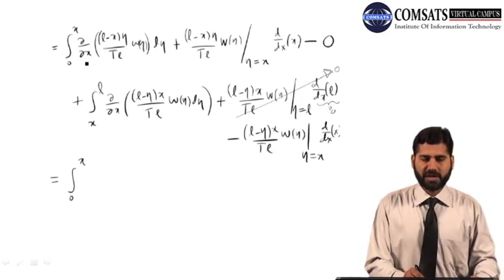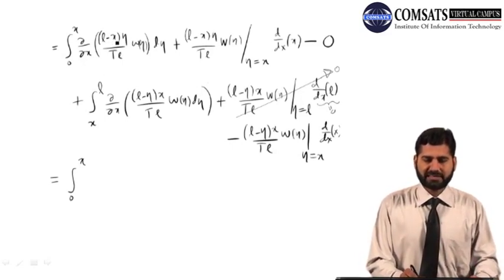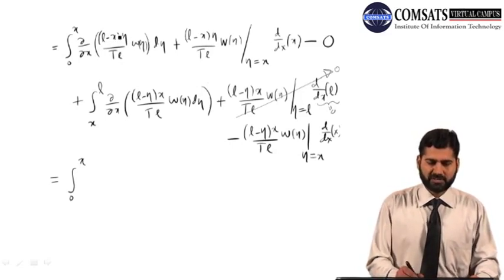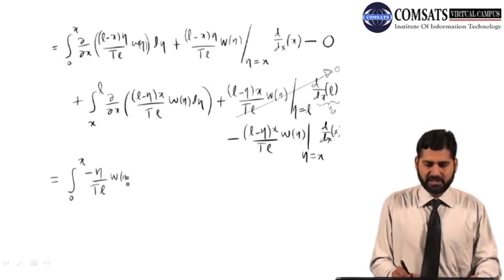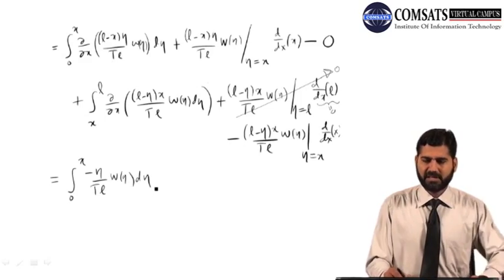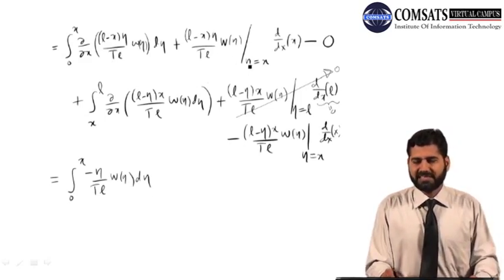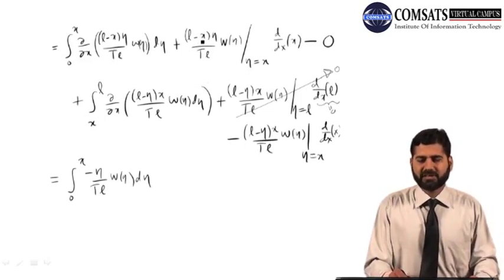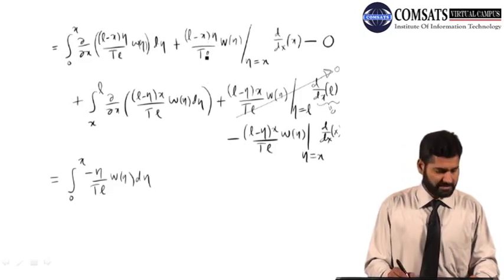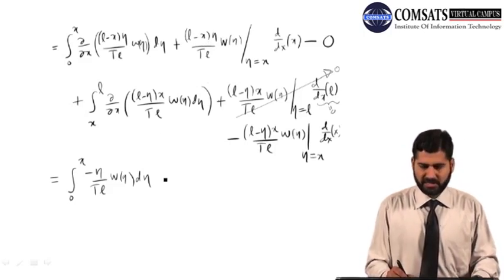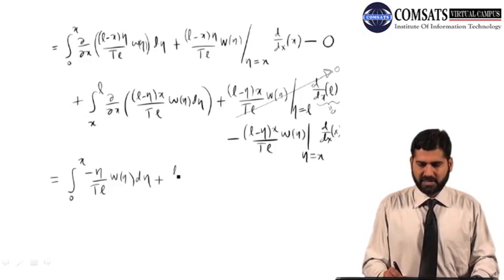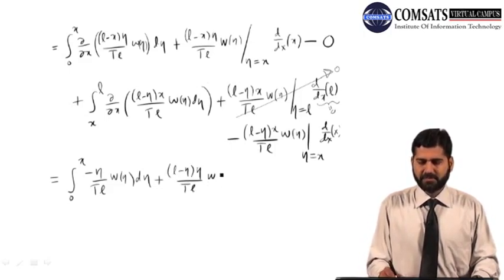the derivative of L minus x; every other thing is constant for x, it's minus 1. So you are getting negative eta by TL w eta d eta. And from here, if I replace eta with x, this will give you L minus eta, eta by TL. So you are getting plus L minus eta, eta by TL, w eta.